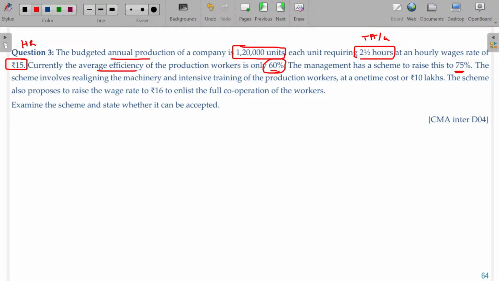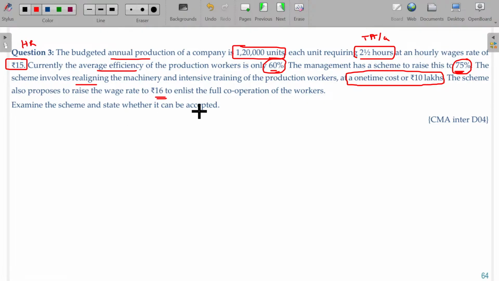Currently, their performance rating is 60. They want to improve their efficiency to 75%. 15% they want to raise. The scheme involves realigning the machinery and intensive training of the production workers at a one-time cost of rupees 10 lakhs. So they do slight training as well as realigning the machinery. It involves a one-time cost of rupees 10 lakhs. The scheme also proposes to raise the wage rate to 16, to enlist the full cooperation of the workers. Examine the scheme, state whether it can be accepted or not.